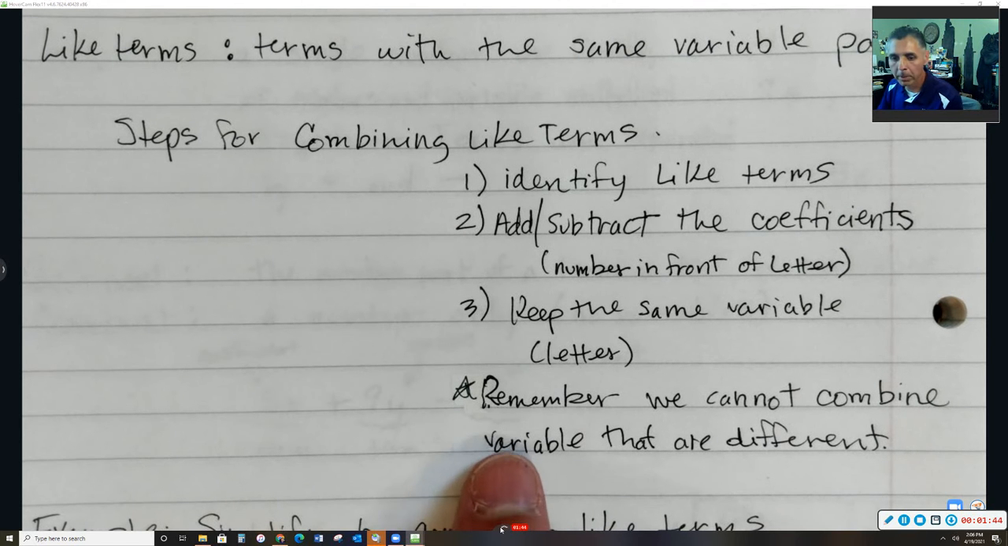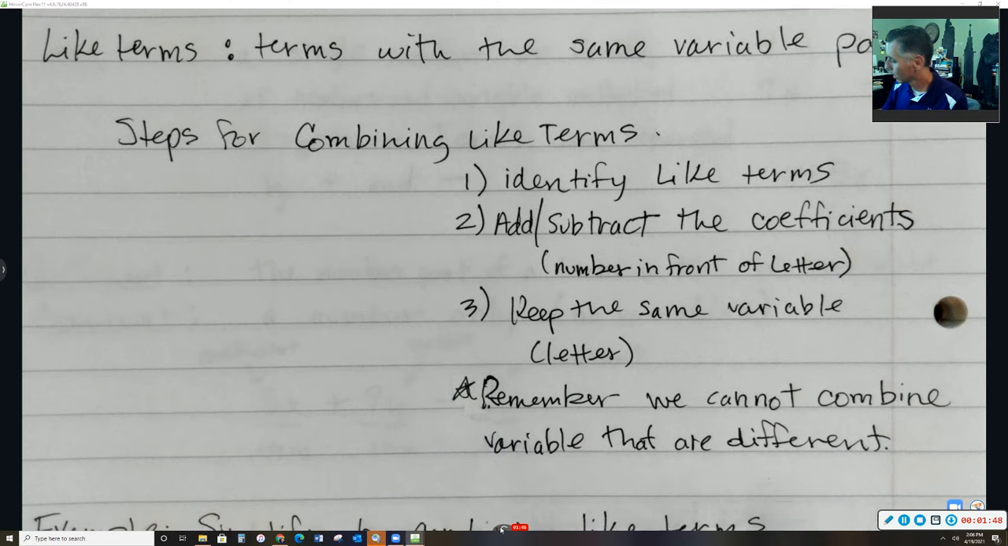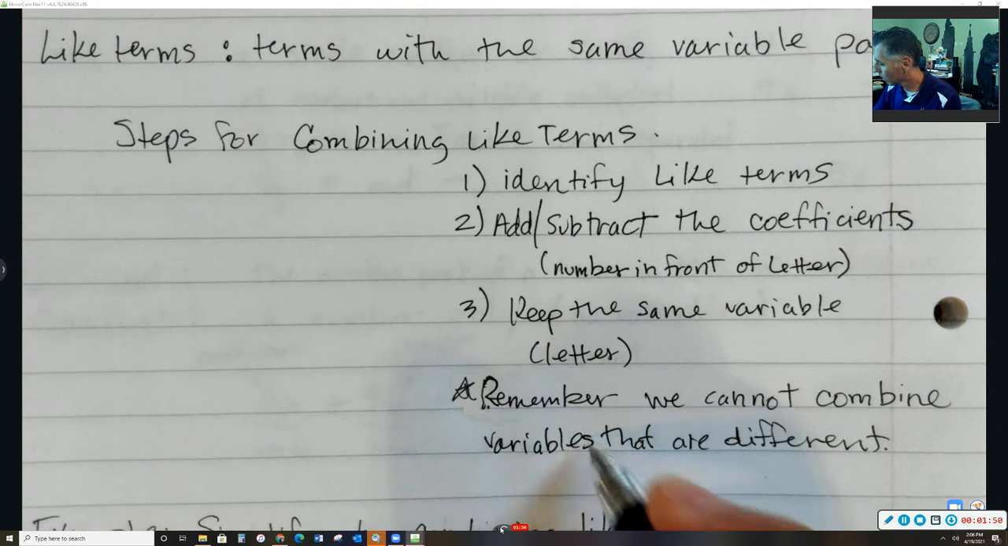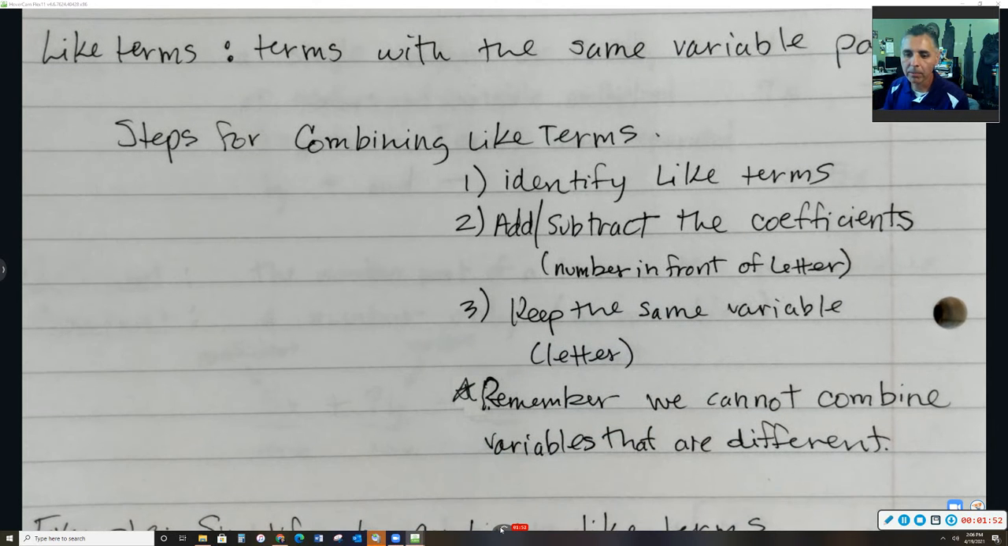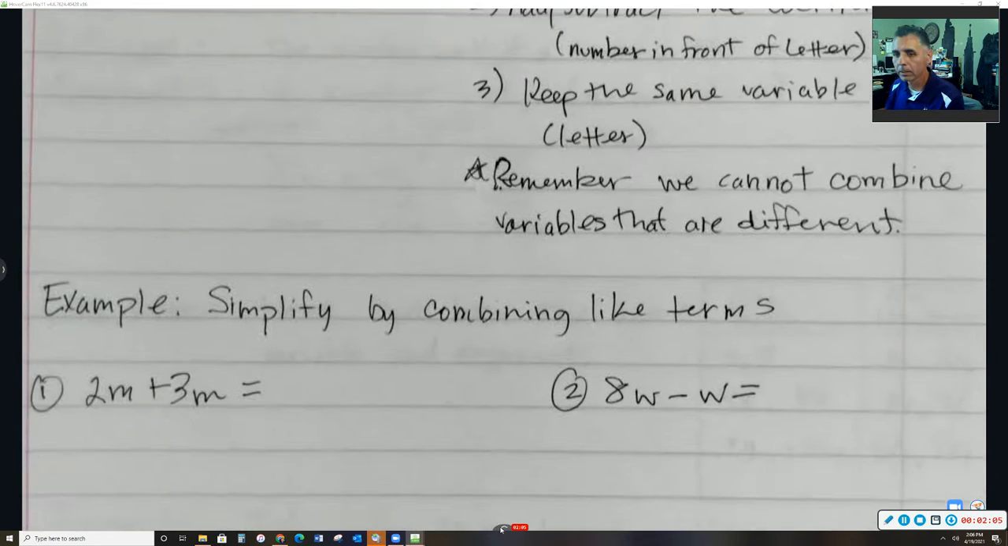And then remember, we cannot combine variables that are different. Again, that should be an S. We cannot combine variables that are different. If they don't have the same letters, they're not like terms, and we cannot combine them. Okay? So again, pause this, copy it if you need to copy it. Let's go down to the examples.